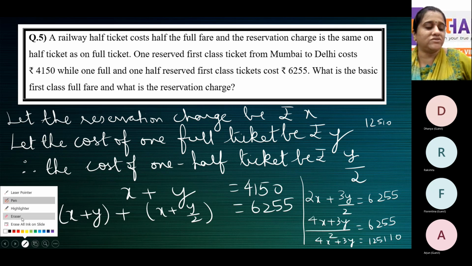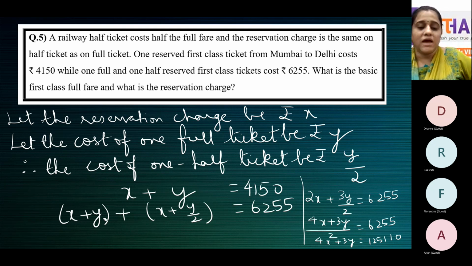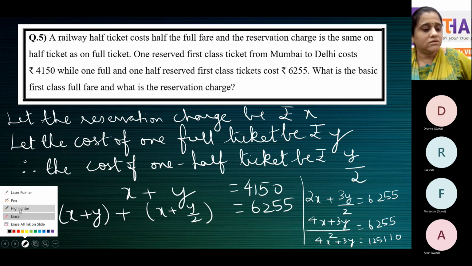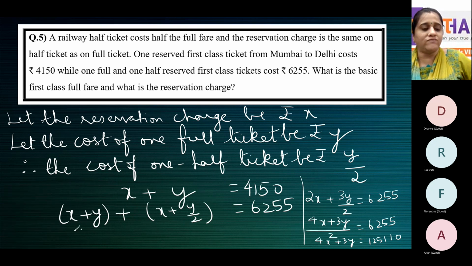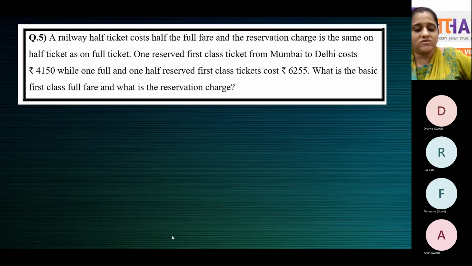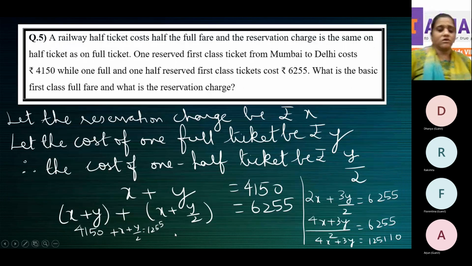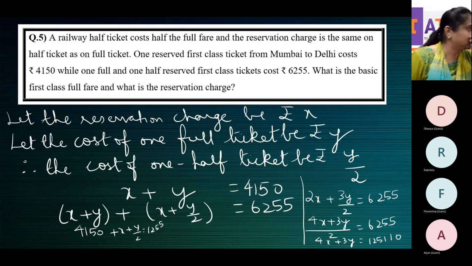But we'll go ahead like the way Shashank has told us. Substitute. I'm telling you here how to proceed. So if you want to proceed like this, what should you do? X plus x is 2x. Y plus y by 2 is 3y by 2 on taking the LCM is equal to 6255. LCM, cross multiply. This is how you proceed. You can substitute here. What is x plus y? 4150 plus x plus y by 2 is equal to 6255. Correct? So what do you get? X plus y by 2 is equal to 6255 minus 4150. Yeah, solve.